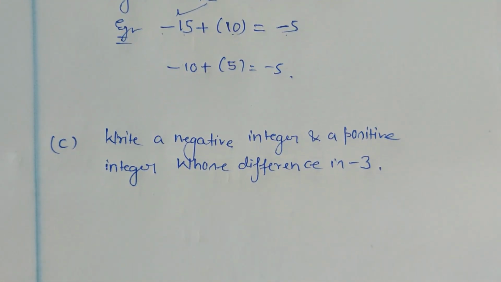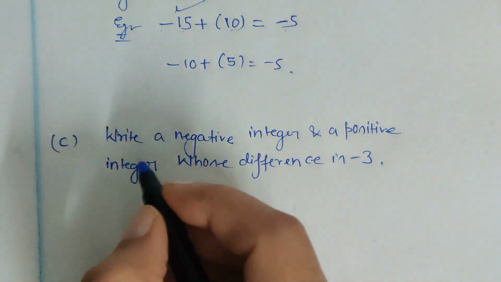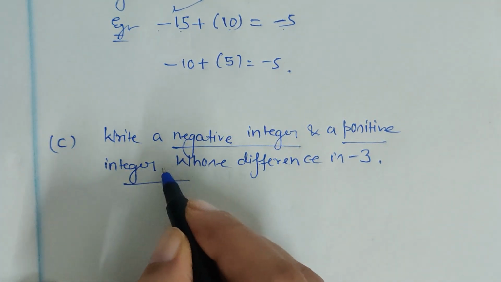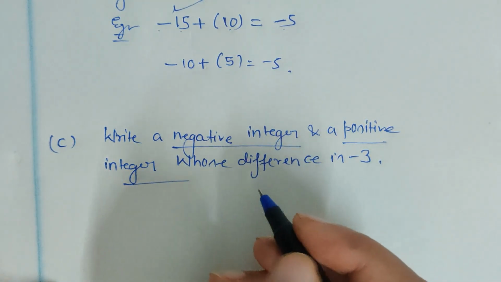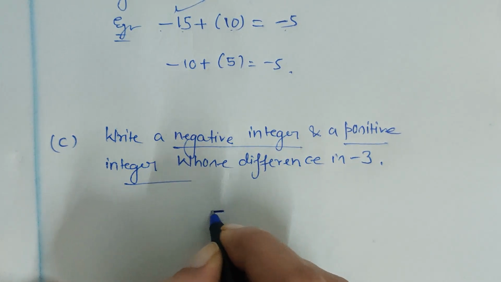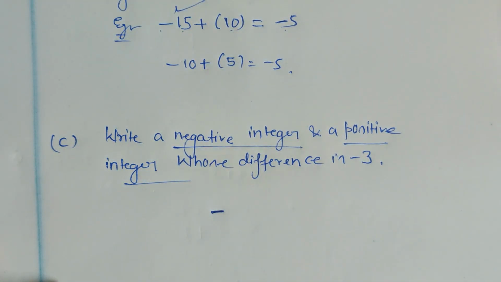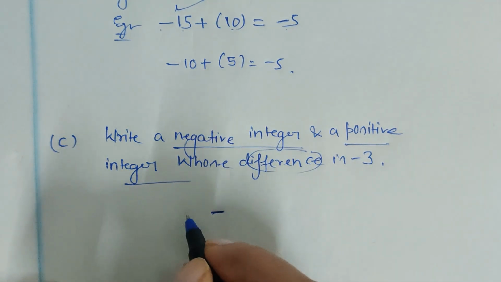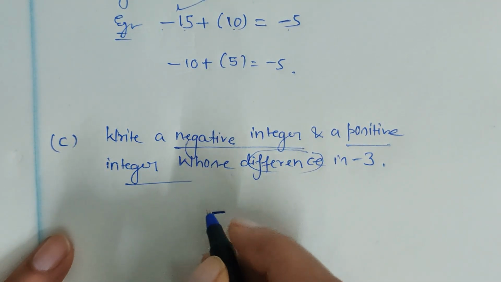Now let's look at the third question. This asks to write a negative integer and a positive integer, again, whose difference is minus 3. The condition is that the difference is minus 3. So first write the sign which is asked for, difference, and the answer has to be minus 3. So the greater number should have a negative sign.